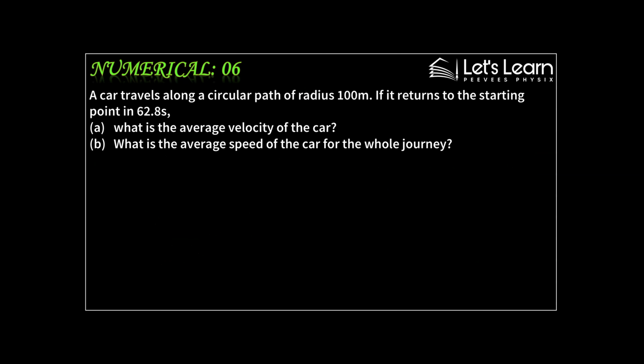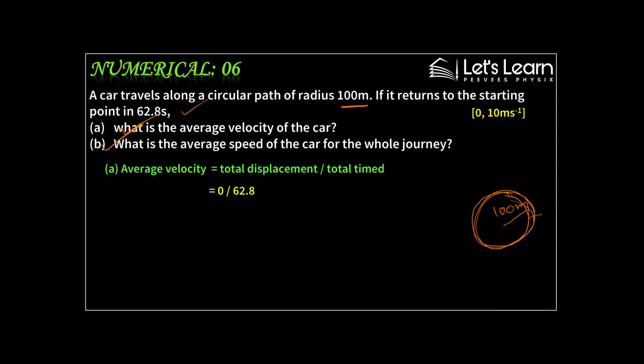Now, another numerical. A car travels along a circular path with a radius 100 meters. And how much time the car takes to complete the whole journey? 62.8 seconds. And they wanted average velocity. To get the average velocity, we had to go for total displacement divided by total time. Since it came back to the same starting point, displacement will be 0. And average velocity will also be 0.